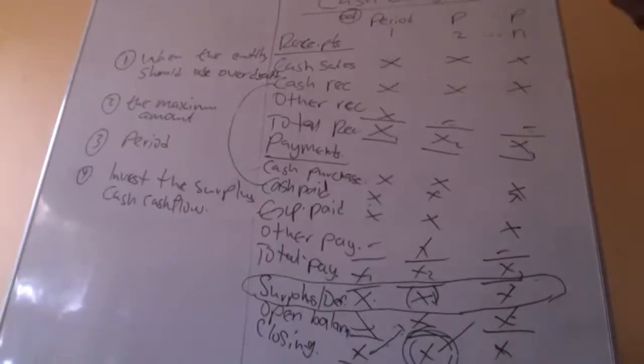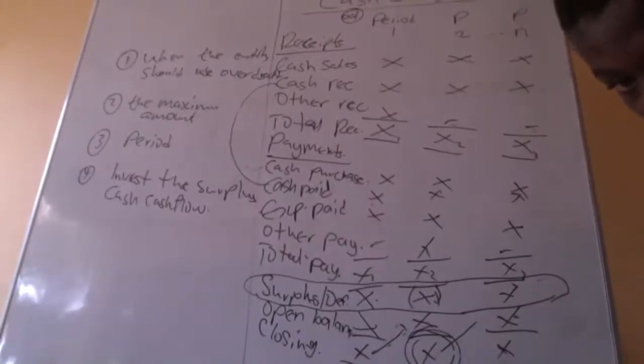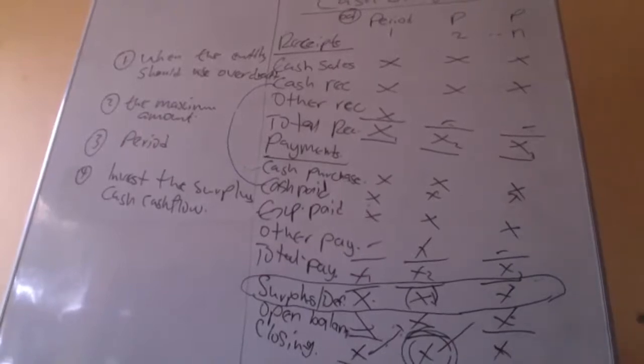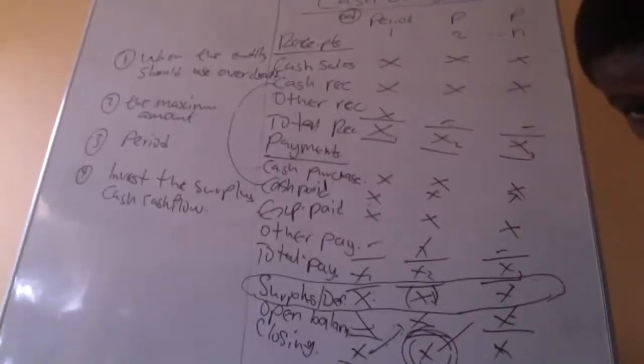Then what again? Let me pick the other ones. It helps the entity to know when to lend or borrow money or to invest the surplus. Okay, so that's the decision. It will tell you when to go for a loan, when to invest the surplus, and how to finance your deficits, whether to use an overdraft, a medium-term loan, or bonds, or even rely on the short-term credit given to you by your suppliers. So that is it.